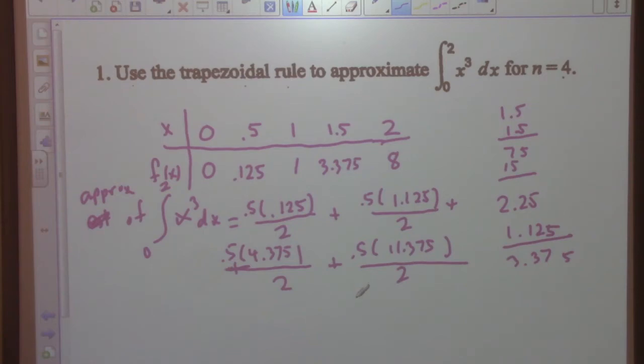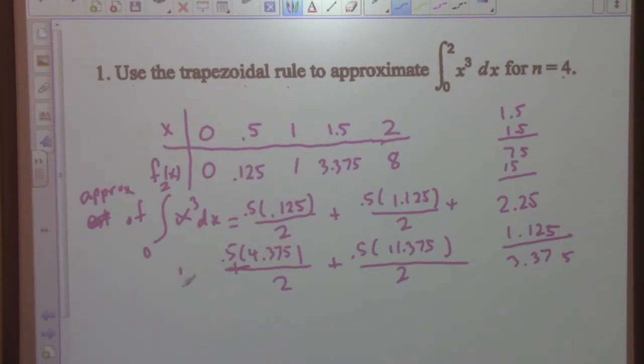Now my next question is, is this answer going to be an overestimate or an underestimate of the actual area? Over. Aaron says over. What does anybody else say? I think it's over. Why is it going to be over? Because it's concave up.